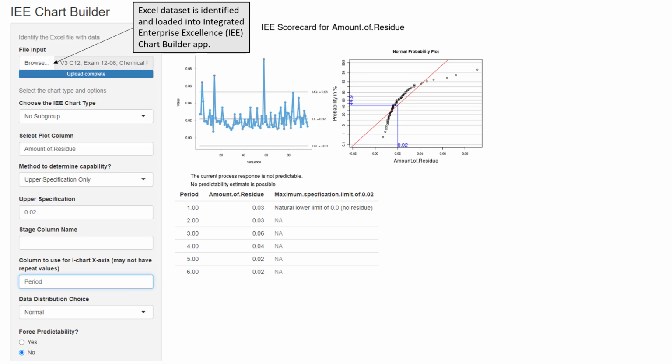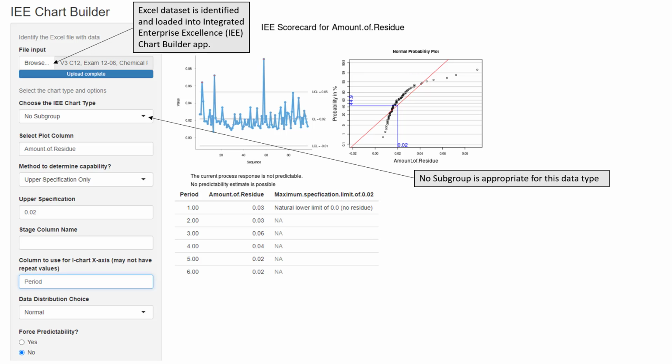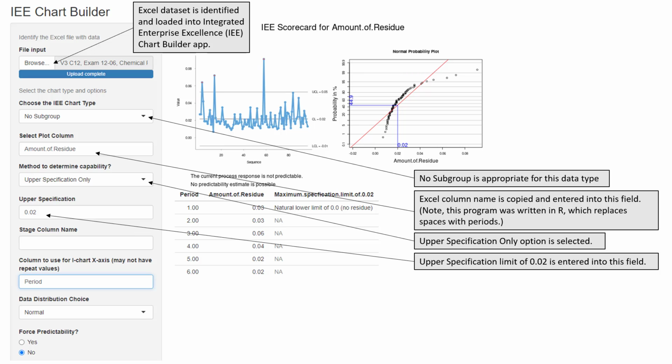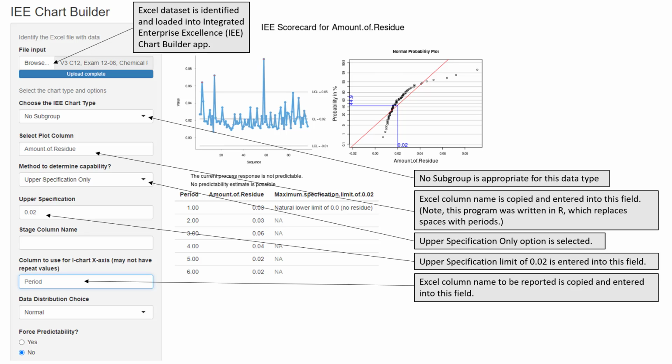When using this app, one first needs to load the data set using the file input and browse. No subgroup is appropriate for this data type. Excel column name is copied and entered into this field. Upper specification only option is selected. Upper specification limit of 0.02 is entered into this field. Excel column name to be reported is copied and entered into this field.